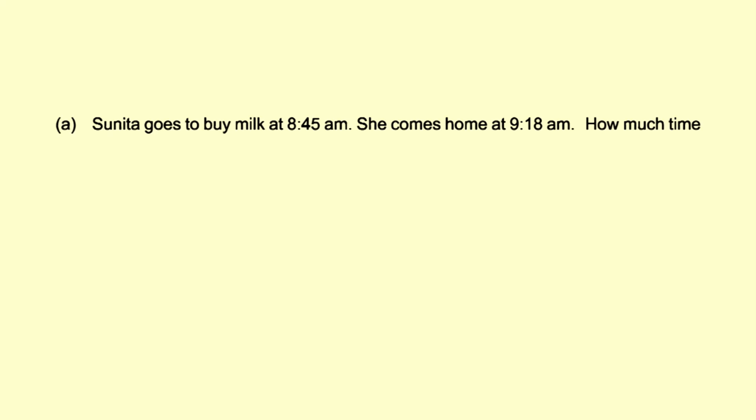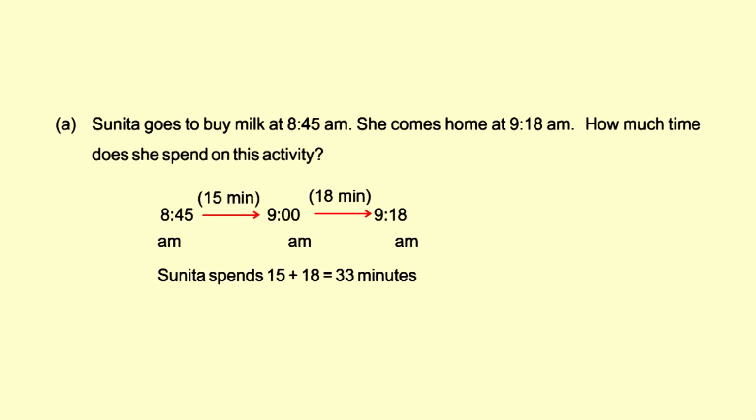Sunita goes to buy milk at 8:45 a.m. She comes home at 9:18 a.m. How much time does she spend on this activity? Sunita spends 15 plus 18, which is equal to 33 minutes, on the activity of buying milk.